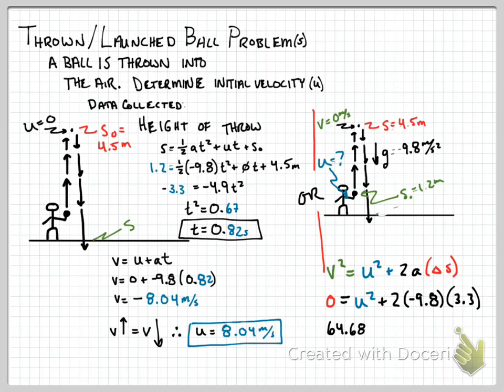If we now calculate 2 times negative 9.8 times the change in height, which is 3.3, 4.5 minus 1.2, we get a value of 64.68. That is a negative. We've moved it to the other side, so it's now 64.68 equals u squared. We find the square root of both, and we get a u equaling 8.04 meters per second. And we can see that that is the same as our two-step method.